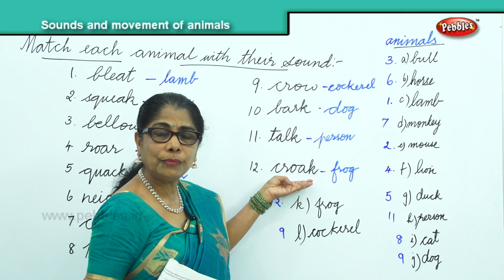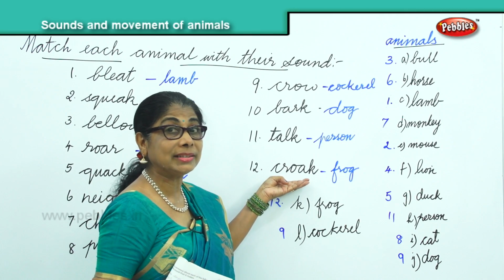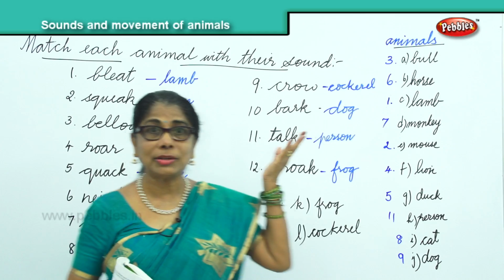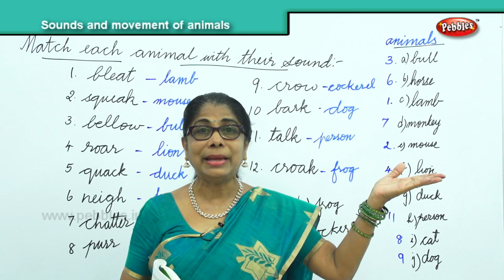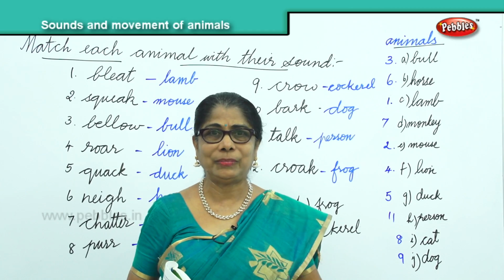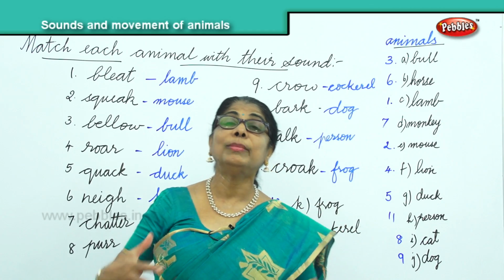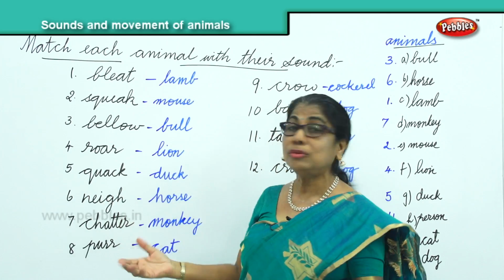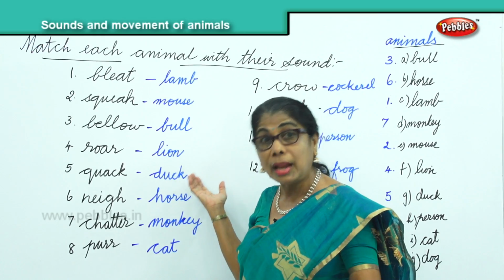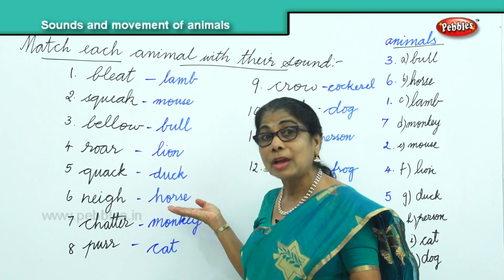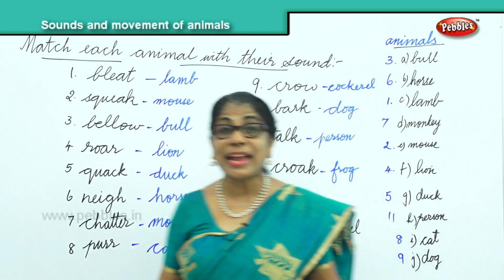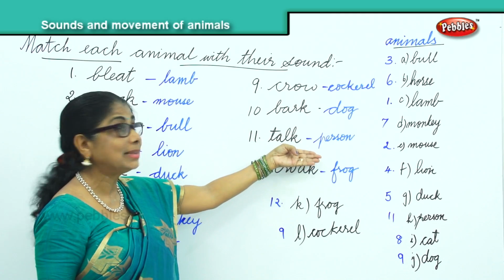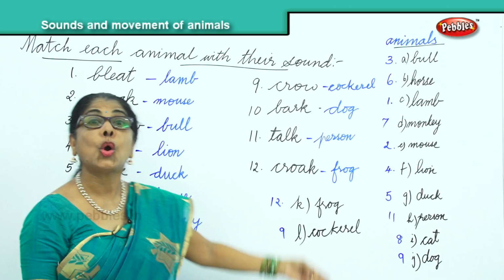When it is time for the rain to come, they sense it first. They will say croak, croak, the rain is coming. Then we know, oh, the frogs are making a noise. They are croaking all the time, telling us of the coming of the rain. Okay? All you need to do is say each sound loud so that you remember. Lamb bleats, mouse squeaks, bull bellows, lion roars, duck quacks, horse neighs, monkey chatters, cat purrs, cockerel caws, the dog barks, person talks, and a frog croaks.